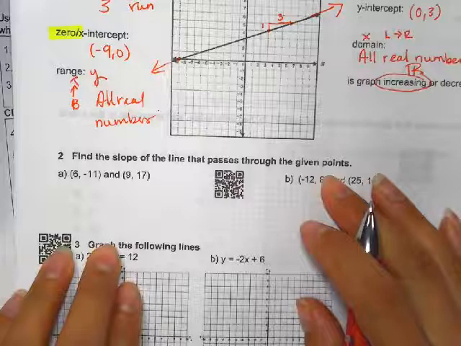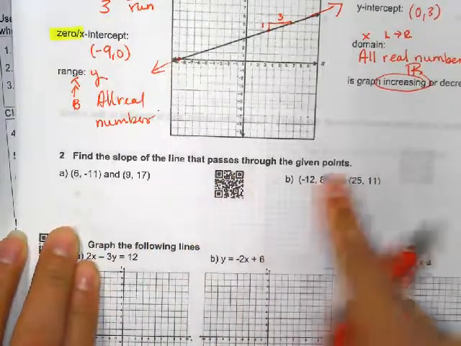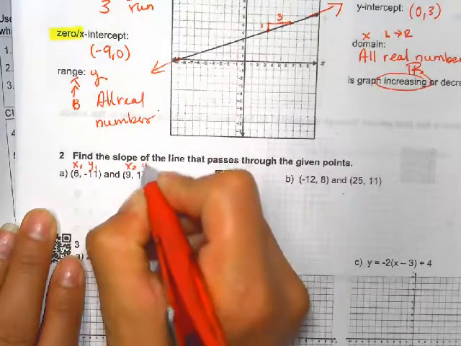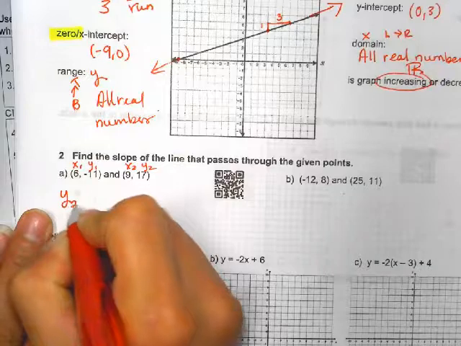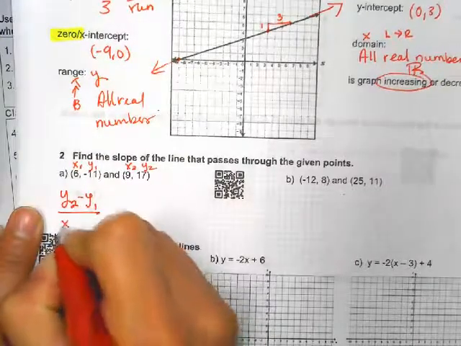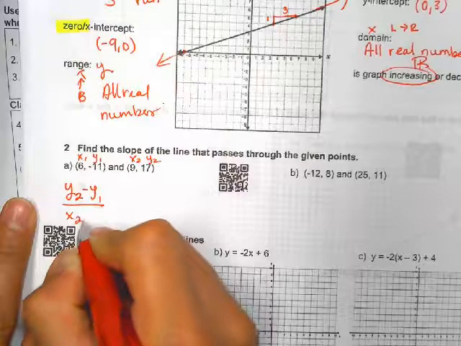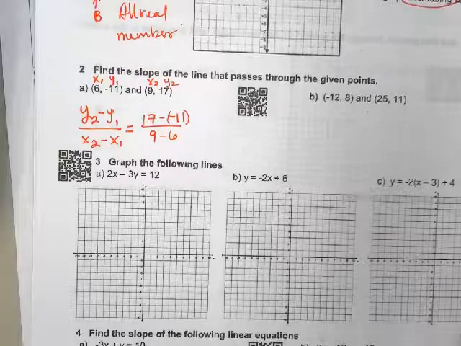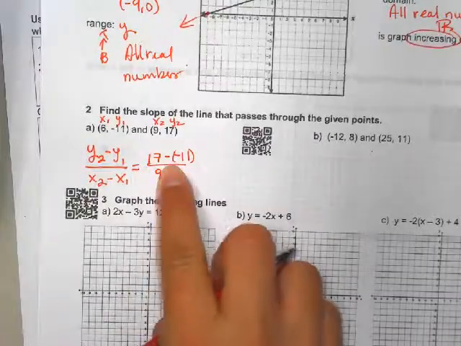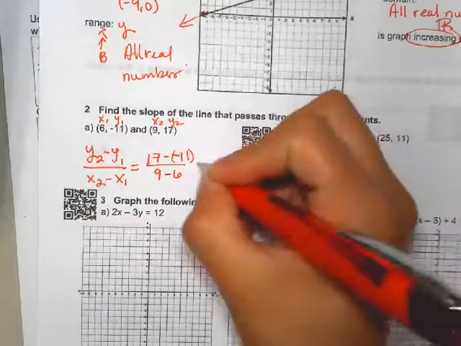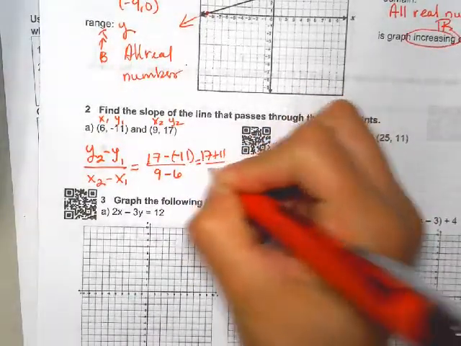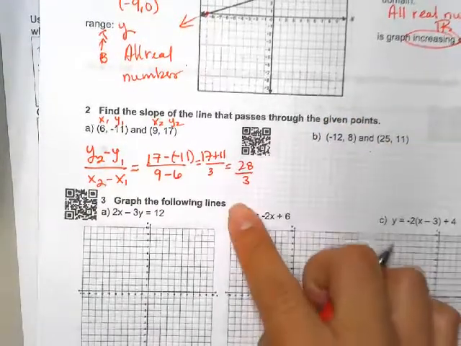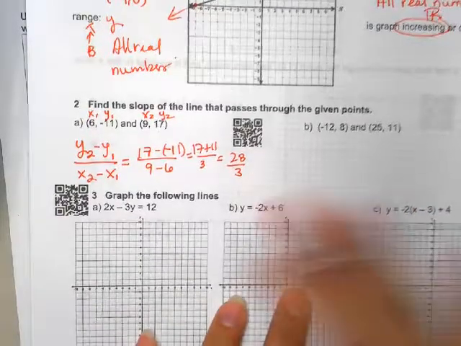All right, number 2. It says, find the slope of the line that passes through the given points. So this is our x1, y1, x2, y2, and we're going to use the slope formula, which is y2 minus y1 over x2 minus x1. Alright, so it's the second y minus the first y. Careful because it's minus a negative, so that changes to 17 plus 11 over 9 minus 3, which is 6. So it's 28 over 3. That's our slope. So that'd be the same thing for number 2b.